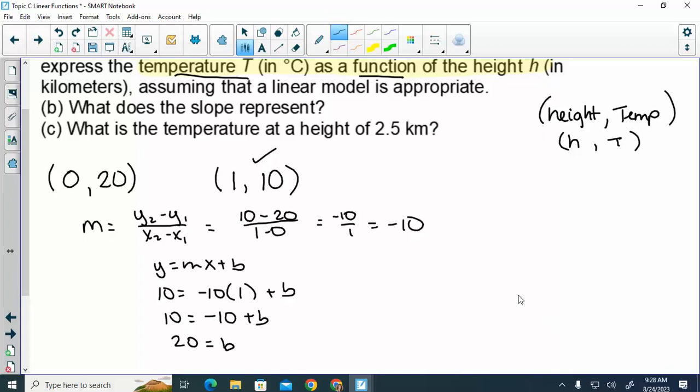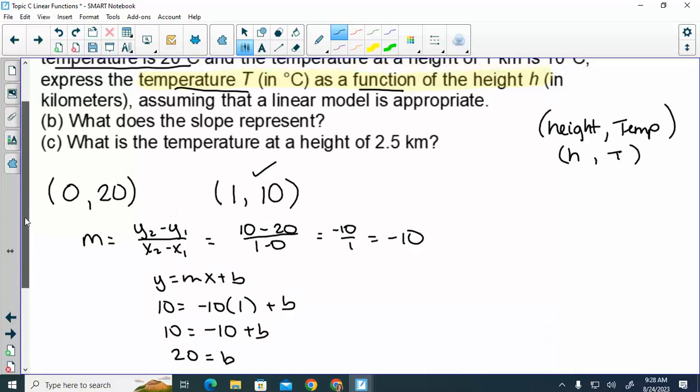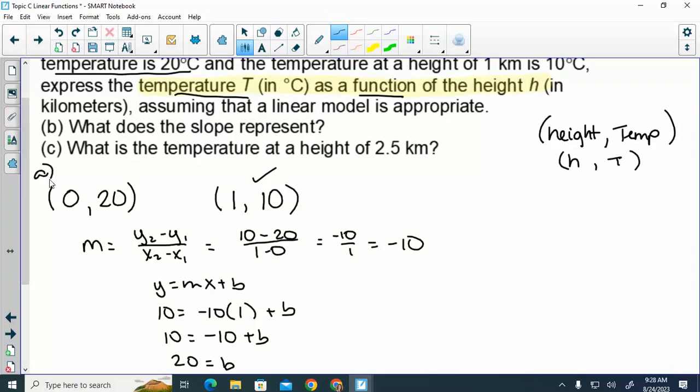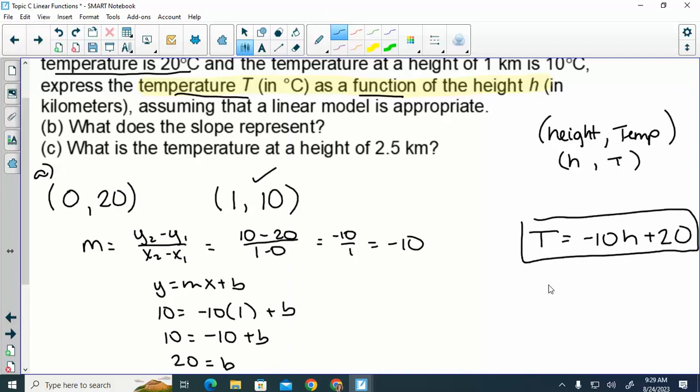So my equation, I asked for it to be written as a function. Okay, and it was temperature as a function of height here. So instead of x and y, we said we're using h and t. So my y is my t equals my m, which is -10, times my x, which is h, plus 20. So temperature equals -10 times the height, plus 20.